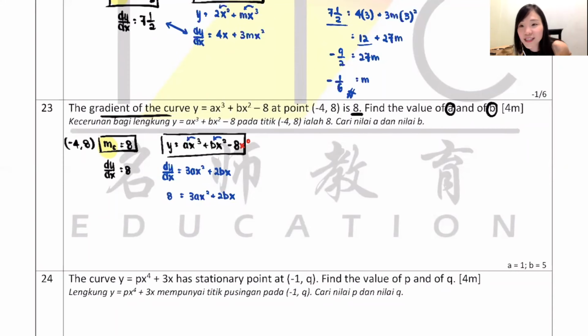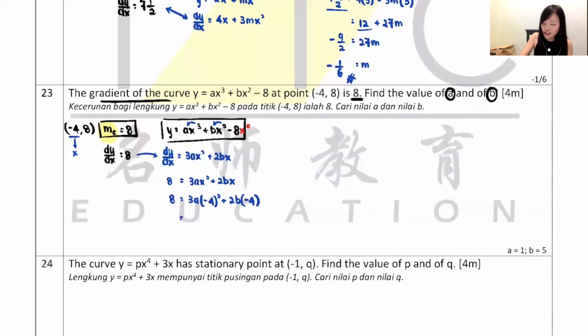Okay, so after I sub 8 inside, I'll put an arrow for you so that you won't get lost. I sub 8 inside, but I want to find the unknowns A and B. So if I want to find A and B, the unknown x should disappear. So what's the x value? They already tell me on this particular coordinate that the x is actually negative 4. So I can straight away sub negative 4 inside, because I know that when my dy/dx is 8, my x is negative 4. Saw it? Now I just expand it.